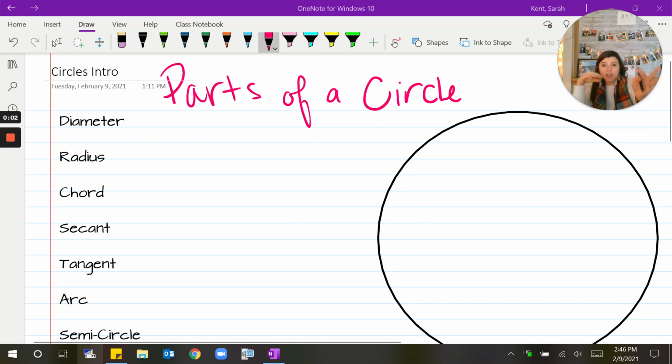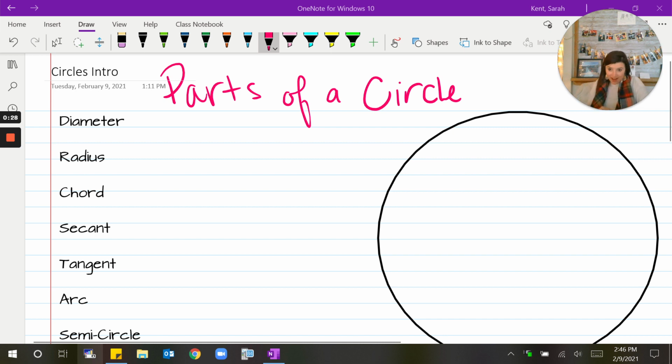We are starting a new shape. Yay! We are leaving triangles and moving into circles. So to start, we're going to look at the parts of a circle that we need to know for this unit. So today is all vocab. It's all looking at pictures and knowing what part of a circle we have.